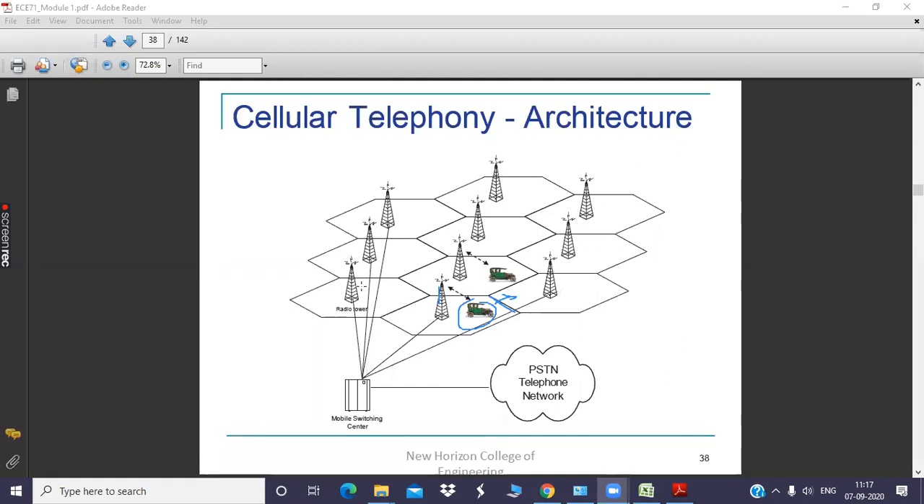So here you can see all these n number of base stations for all the cells. It is managed by the single MSC. But in fact, there can be one situation where this particular mobile user can roam to a different geographical area which is not managed by this MSC.